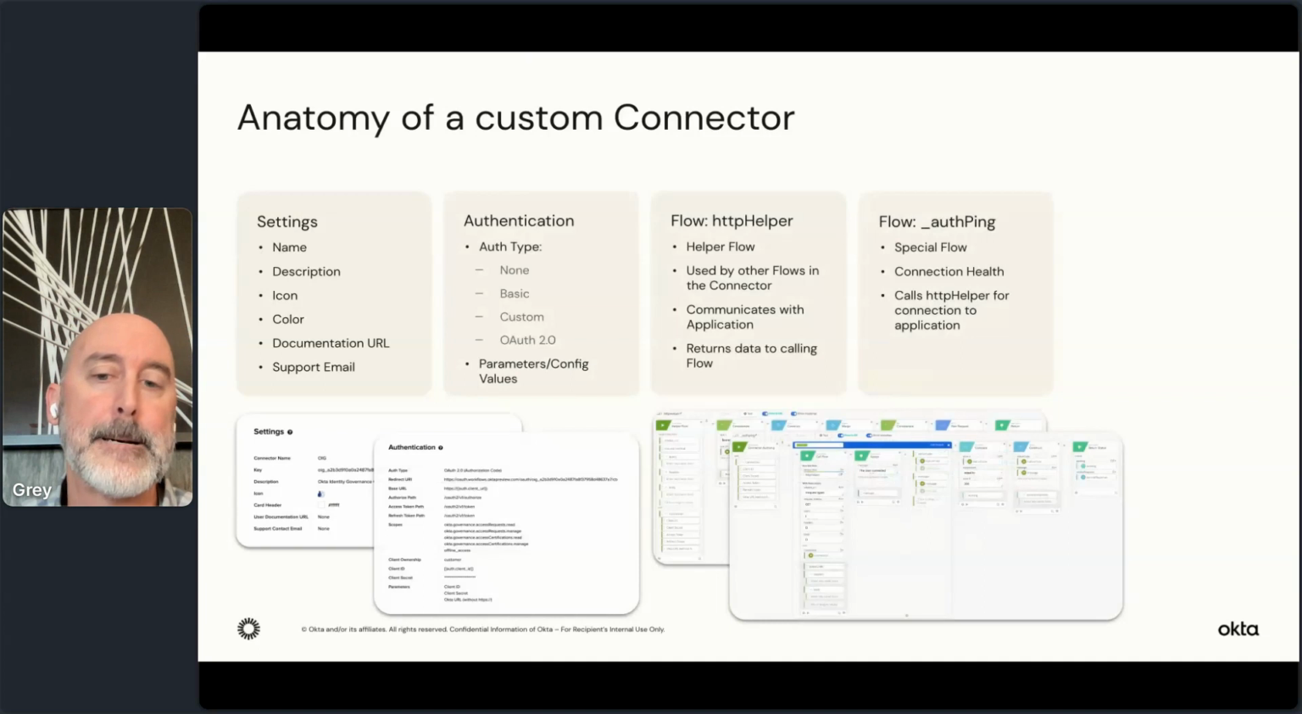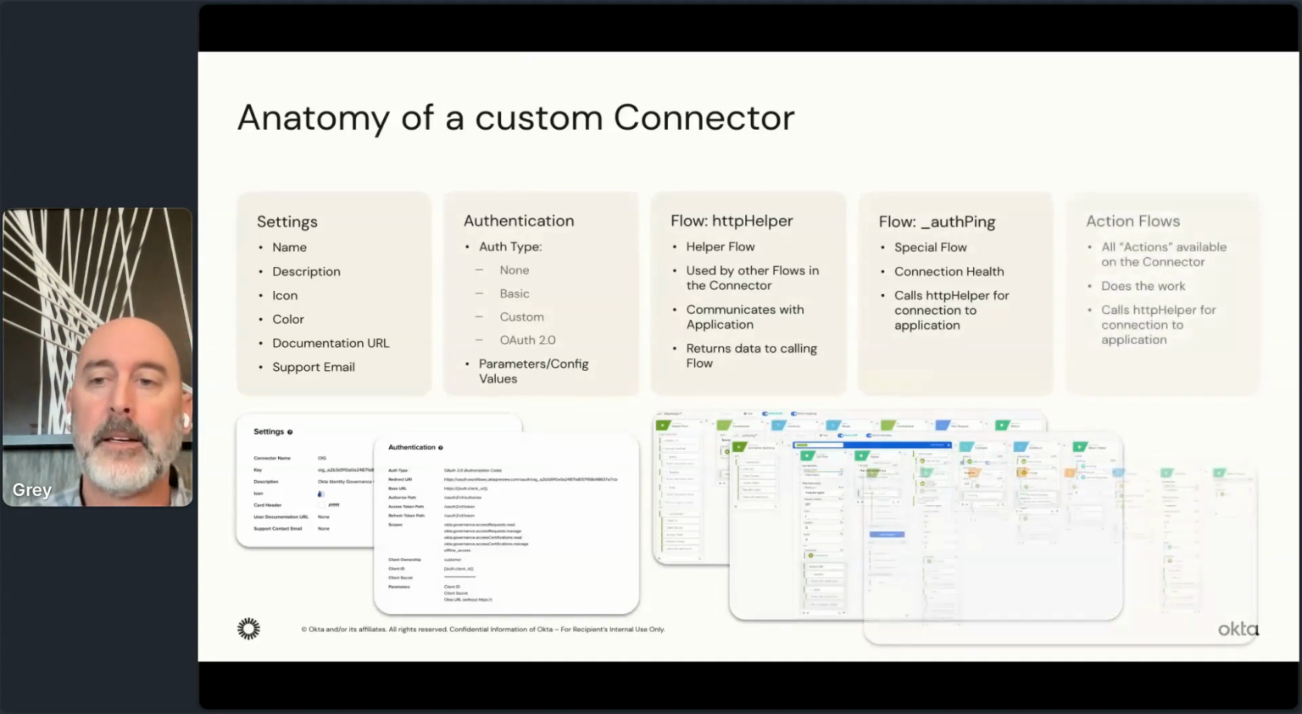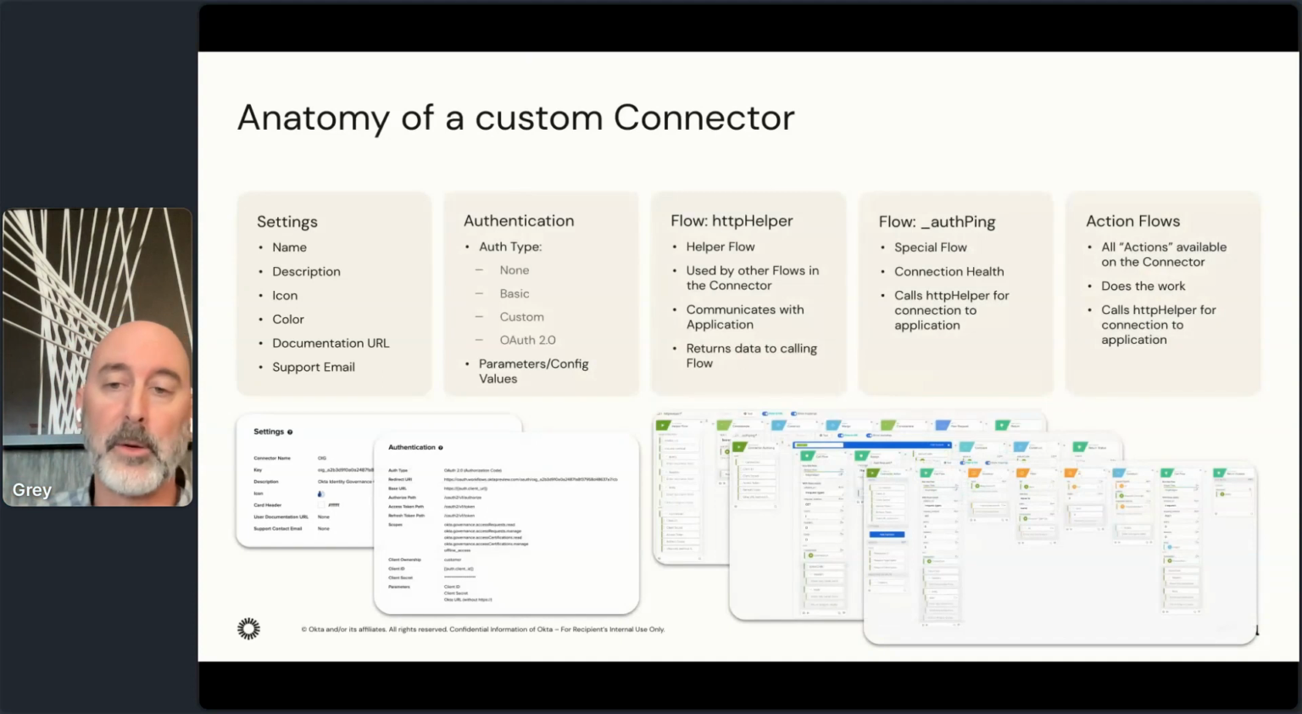For things like OAuth 2.0, your access token might expire, so this would also be used to help refresh that token. And then the last flow or sets of flows would be your action flows. These are what gets exposed on the connector when you're making use of them within Okta Workflows. So in that picture we saw before of the Slack connector, it said send message to channel. That would be an action flow there.